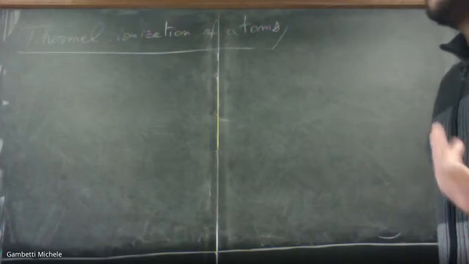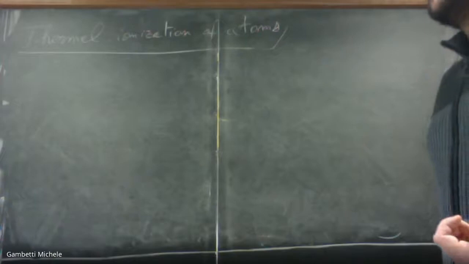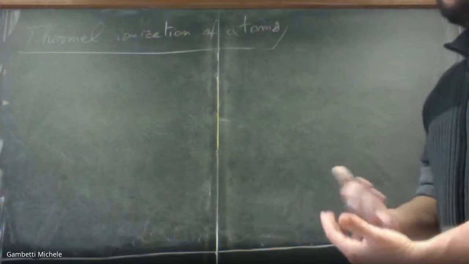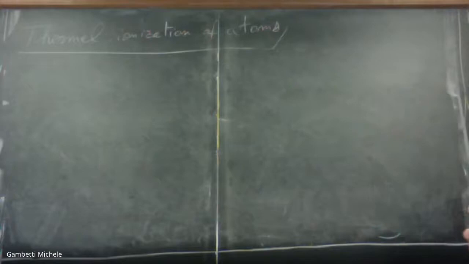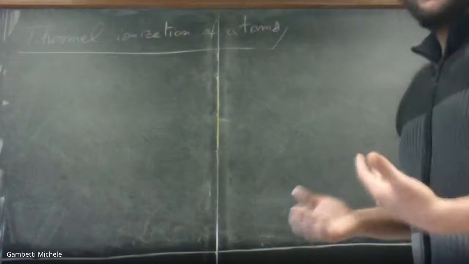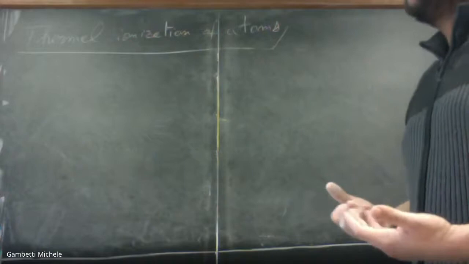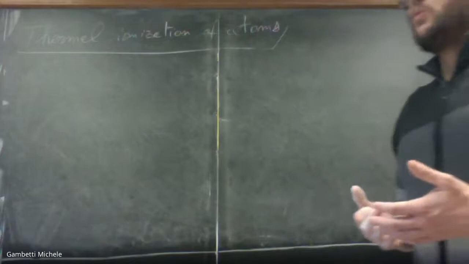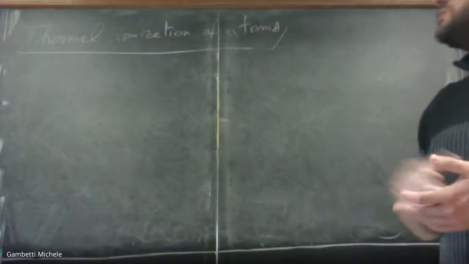So in the sense that somehow I need to provide a certain energy for the electrons in order to drip from the atom, and this energy must be more or less of the same magnitude of the ionization energy. So I do expect on a qualitative level to have an exponential suppression of the ions, where the exponential suppression is provided by the ionization energy as compared to the thermal energy.